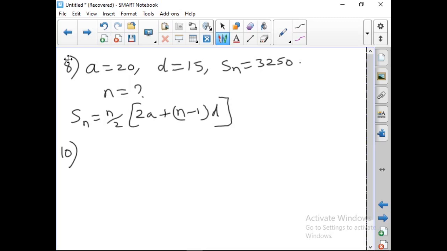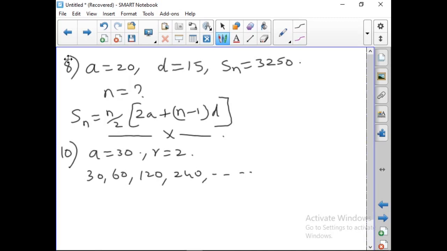What about the 10th question? The number of bacteria in a certain culture doubles every hour. If there were 30 bacteria present in the culture originally, how many bacteria will be present at the end of 2nd hour, 4th hour and nth hour? So a here is 30, originally 30 bacteria. r is equal to 2, because it doubles every hour. Therefore the sequence is 30, 60, 120, 240.